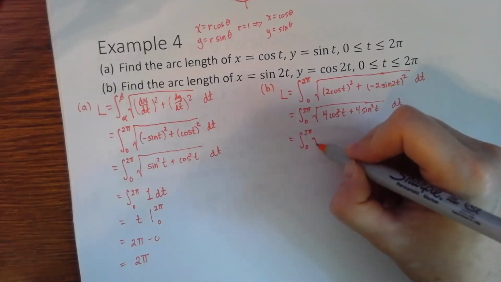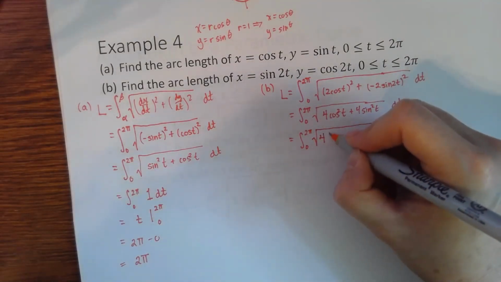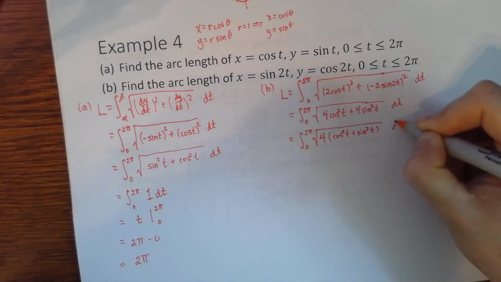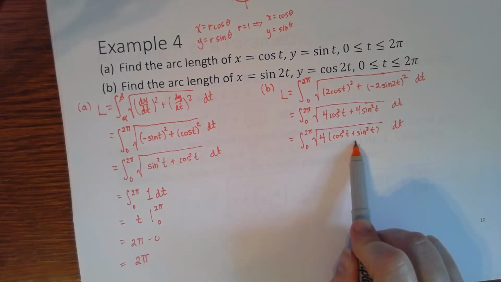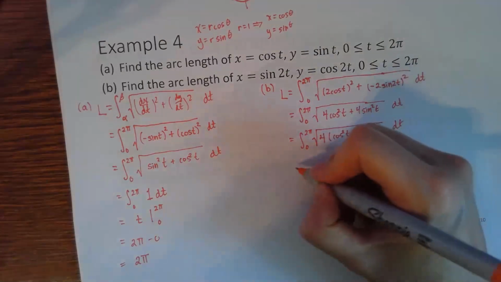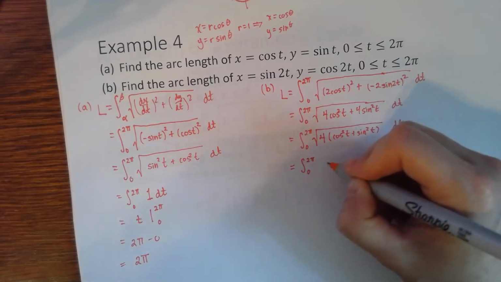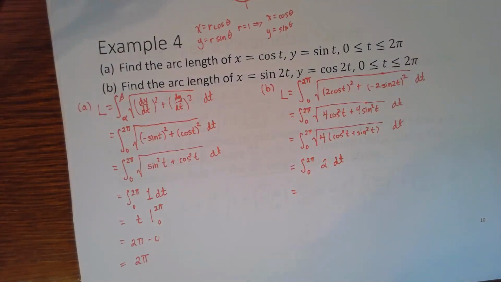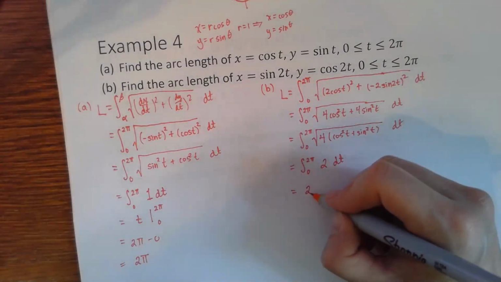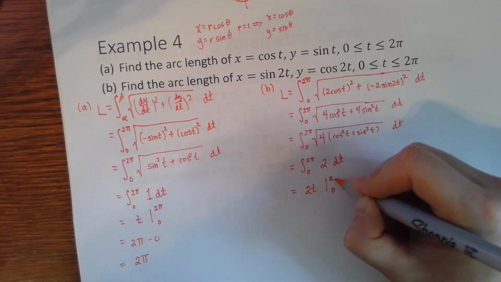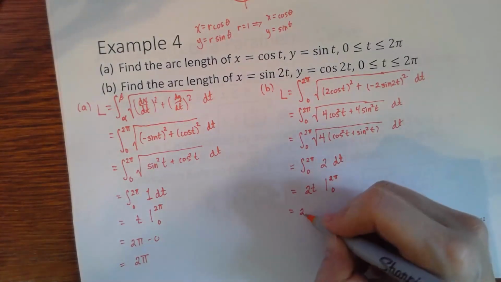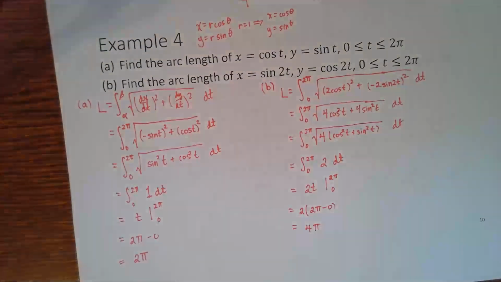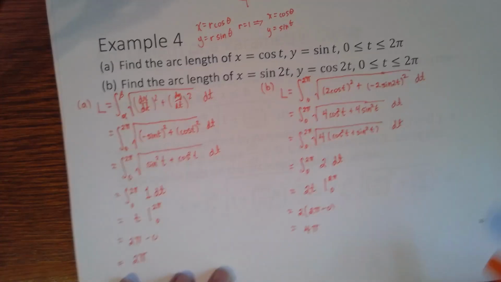If we factor out the 4 underneath there, 4 times cosine squared t plus sine squared of t. Well, this is really just 1. The square root of 4 times 1 is 2. So this is going to be 2 dt. That's, again, pretty easy to take the integral of, so that's going to be 2t evaluated from 0 to 2 pi. So that's going to be 2 times 2 pi minus 0, or 4 pi. Okay, so the arc length is 4 pi.